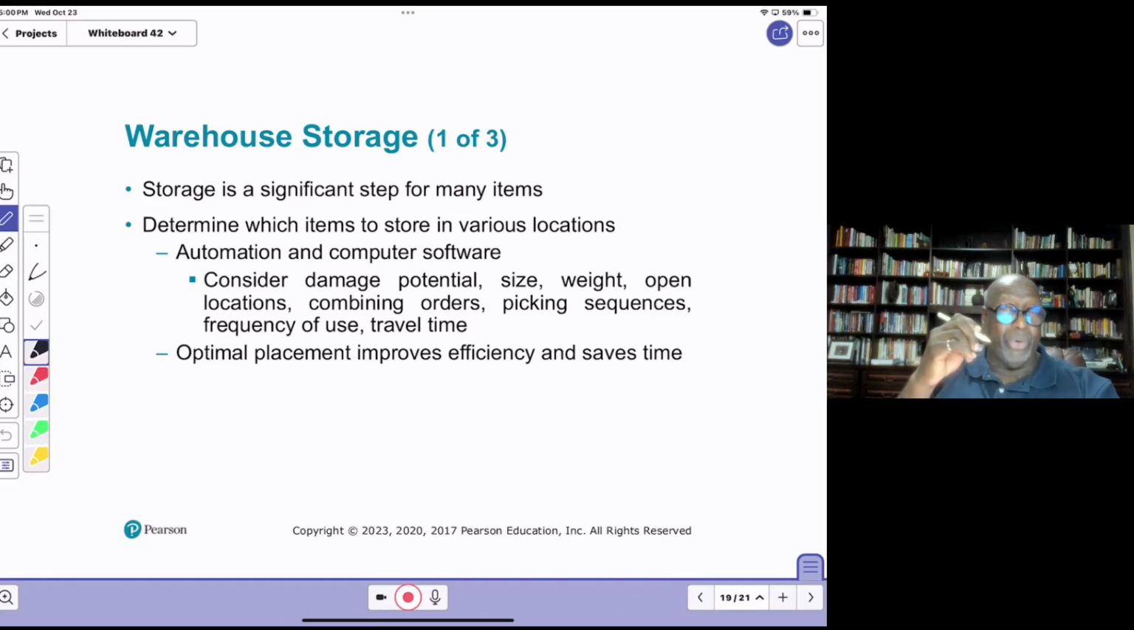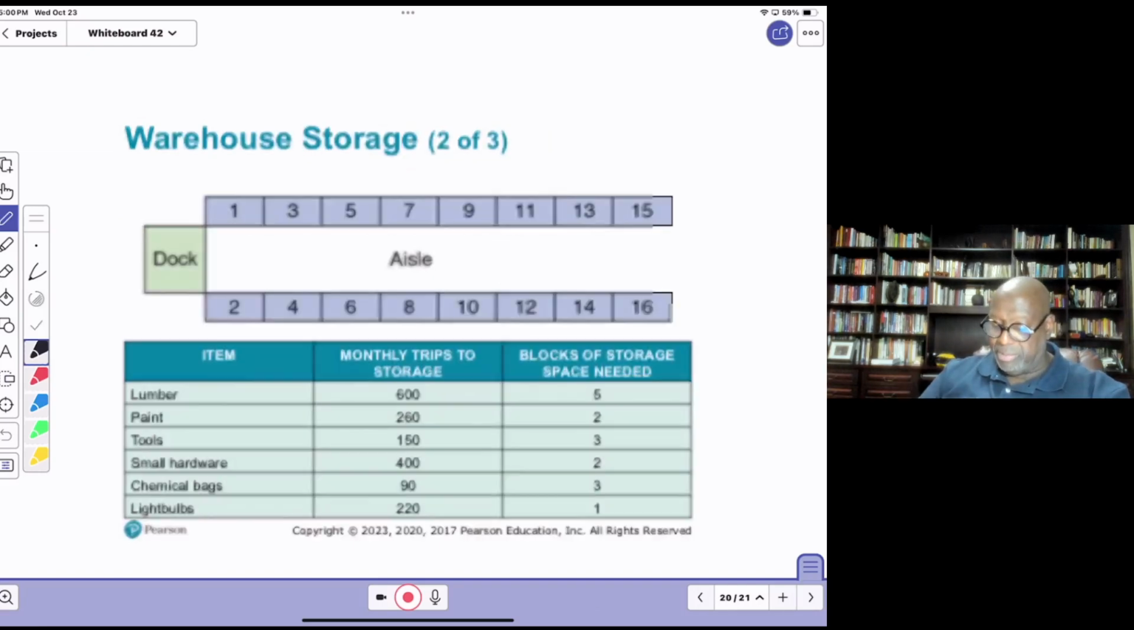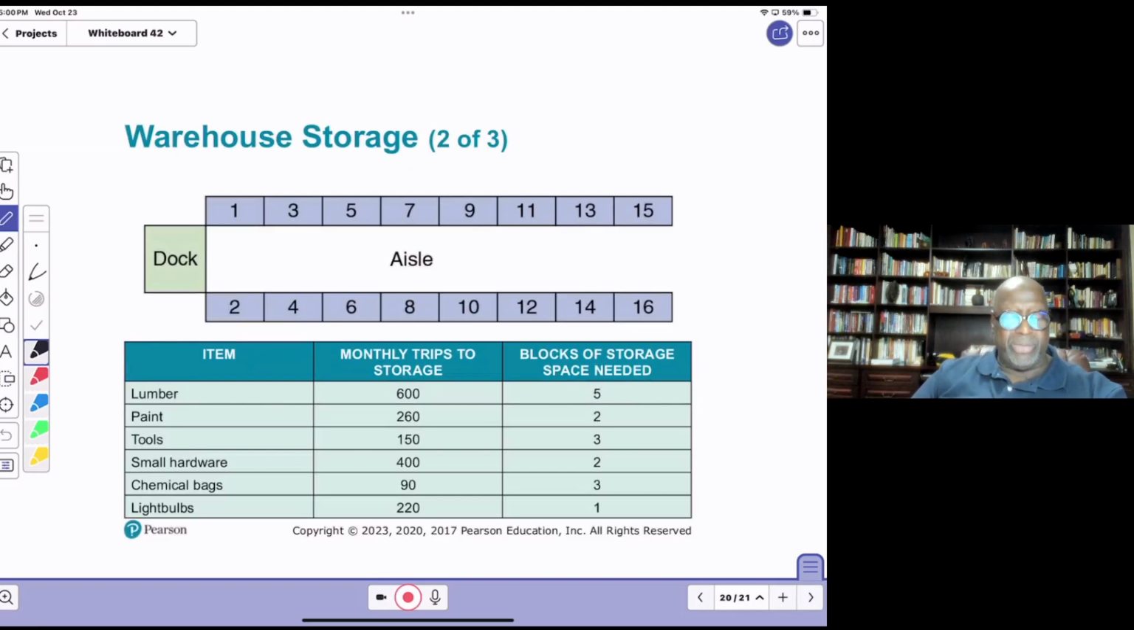But it's very important that you have a good warehousing strategy, because it could actually drive up your costs as well. So storage is a significant step for many items. You determine which items to store in which locations. An order placement improves efficiency and saves time. So where you put the item in the warehouse will help to improve its efficiency.